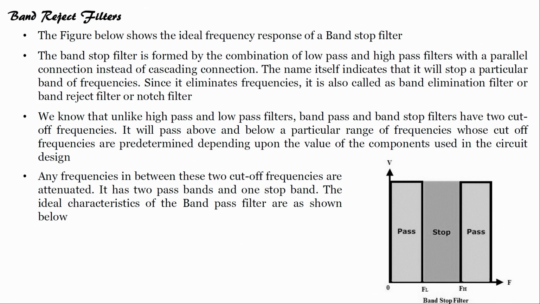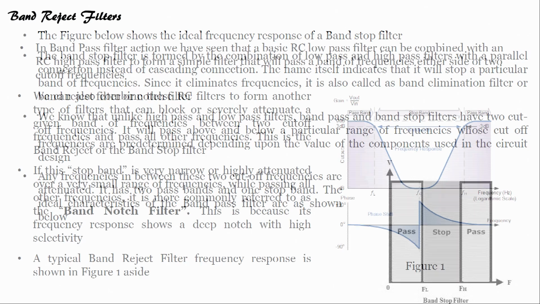We know that unlike high pass and low pass, band pass and band stop filters have two cutoff frequencies. You can see here FL and FH, two cutoff frequencies. It will pass frequencies above and below a particular range whose cutoff frequencies are predetermined depending on the values of components used in the circuit design. By changing the values of R and C, we can change the values of FL and FH, right, so we can pass a certain band of frequencies or reject a certain band of frequencies. Any frequency between these two frequencies is attenuated. It has two pass bands and one stop band, as you can see from the figure.